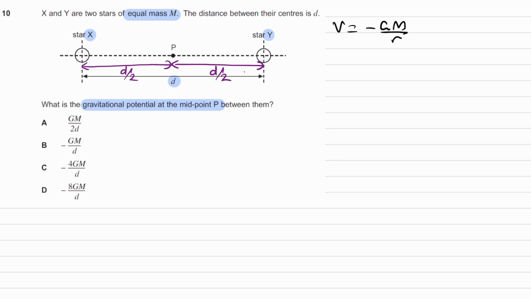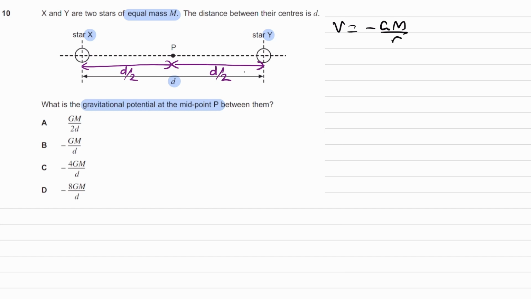So what we do is, gravitational potential is a scalar, so for the two stars, we work out the gravitational potentials at point P, again for each star, and then we just add the two things up. We don't have to consider directions, because these are scalar quantities. Scalar quantities don't have direction. We just add up the two negative potentials for star X and star Y at point P.